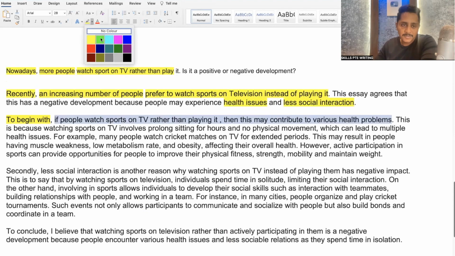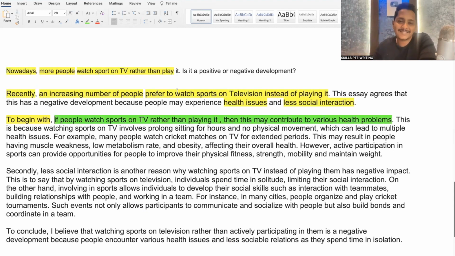Now let's see how the person is unfolding the next trailer. Teaser number 2. This is because watching sports on TV involves prolonged sitting for hours and no physical movement, which leads to multiple health issues. Pay more attention. The question is not about nowadays more people watching more sport on TV. That is not the question.